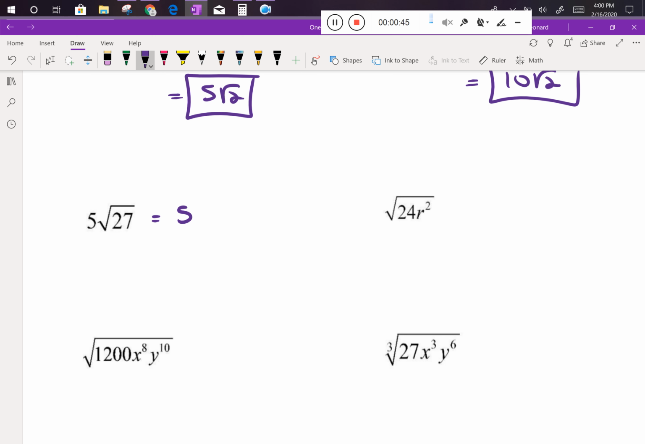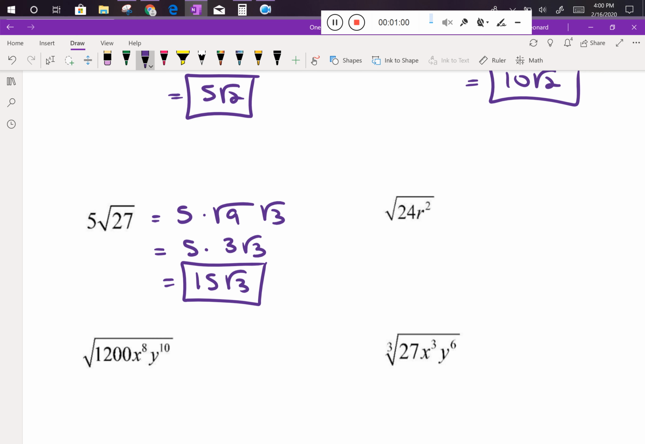So this 5 is sort of along for the ride at the beginning of the problem. This is going to be the square root of 9 times the square root of 3. But this 5 has to multiply the 3, which is the square root of 9. So we're going to have 15 root 3 as our final answer.